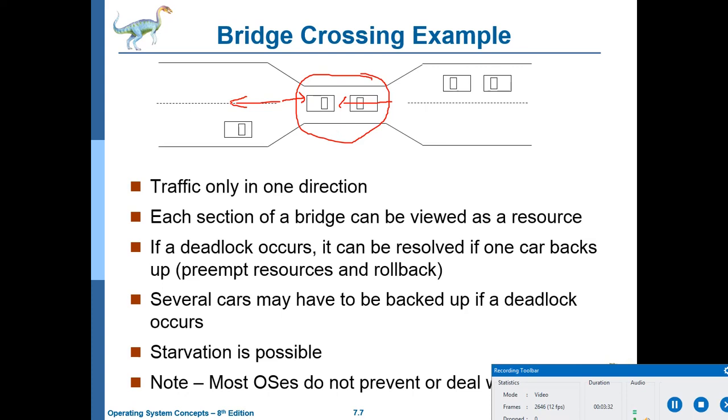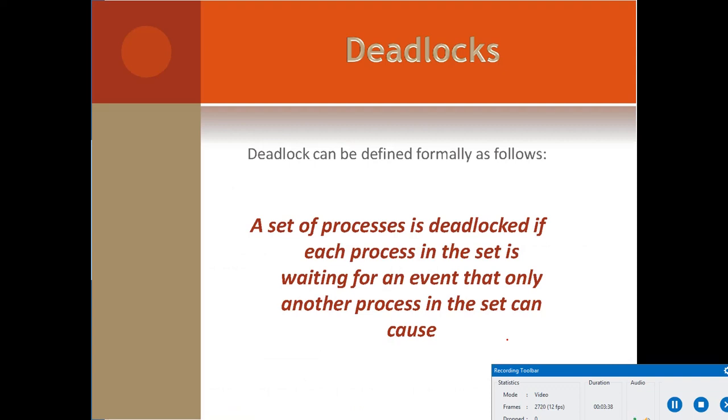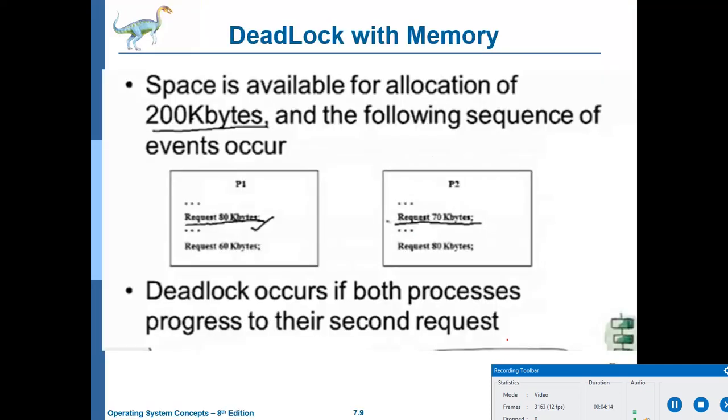So starvation is possible. Starvation means the processes are deprived of the resources. The formal definition of a deadlock is: a set of processes is deadlocked if each process in the set is waiting for an event that only another process in the set can cause. That means a process, for example, is holding a resource and is waiting for another resource which is being held by another process, and that other process has to release that resource. So that event has to be caused by the other process.